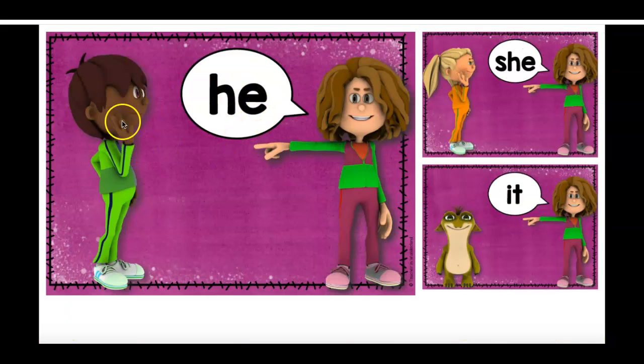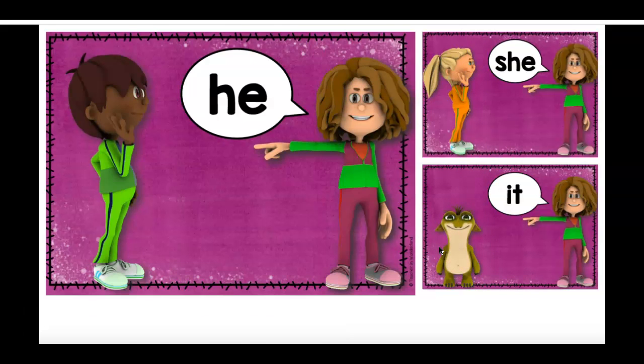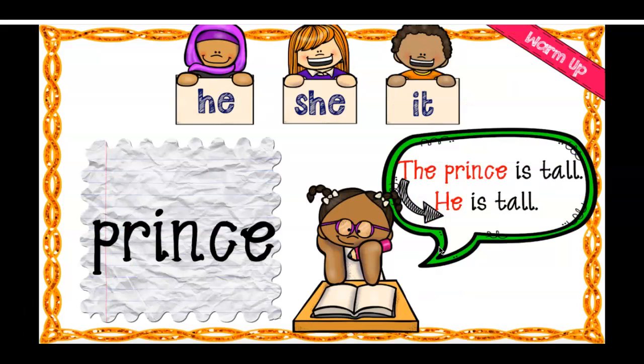He. We're talking about a prince, so we would say he is tall. The prince is not a girl, so we wouldn't say she is tall. The prince is definitely not an animal or whatever this is, so we wouldn't say it is tall. We would say he is tall.